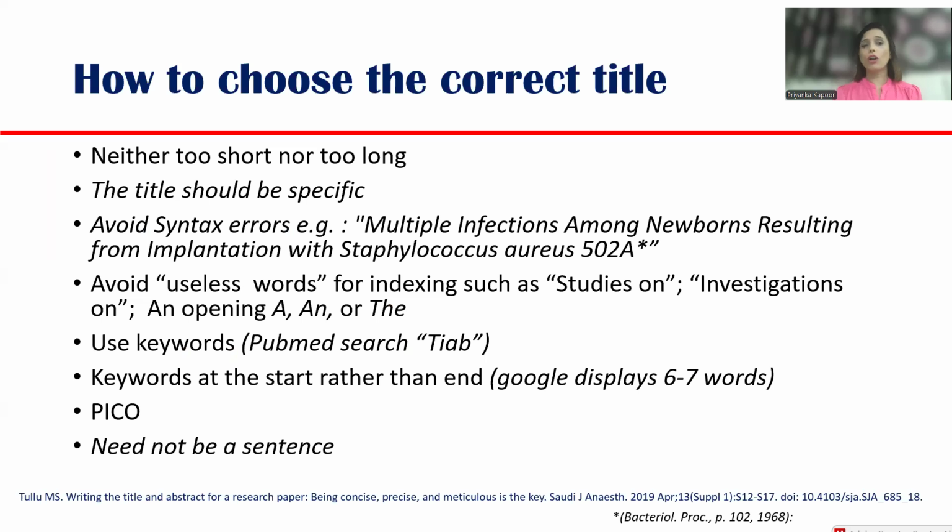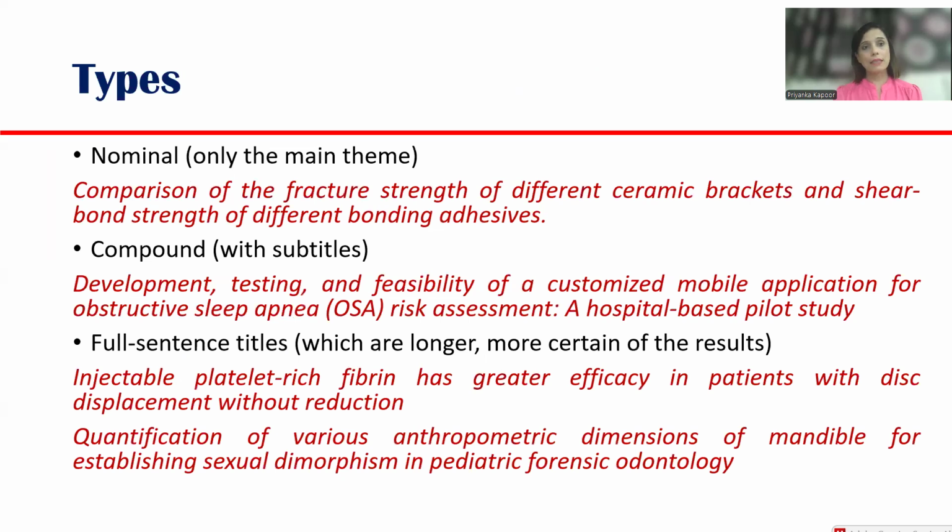So neither too short, nor too long. It has to be specific. Avoid syntax errors. Avoid useless words. Yes, another thing, if you are writing the keywords, or if you're searching for the keywords, one thing I told you about is MeSH, or you can also write a keyword and in brackets put TIAB. That is again for title and abstract. So you can also do that. And you should always use the keywords at the start, as I said, and you should use a PICO format, and it need not be a sentence.